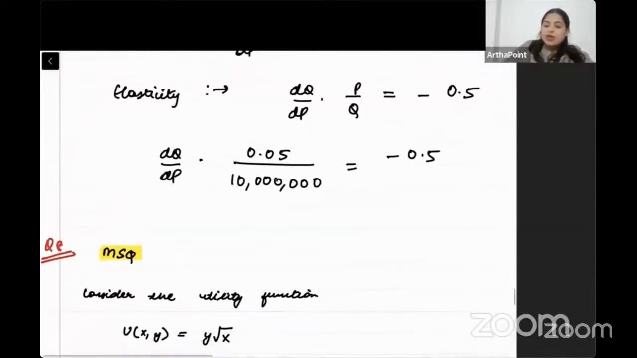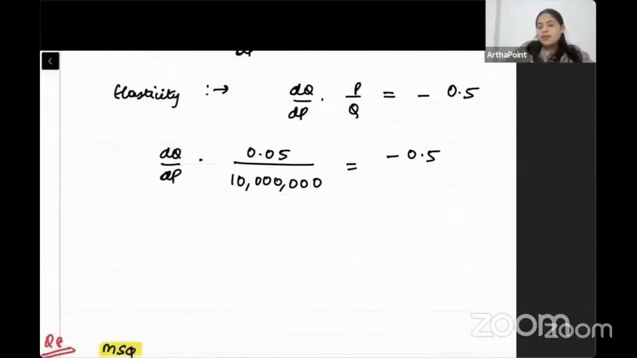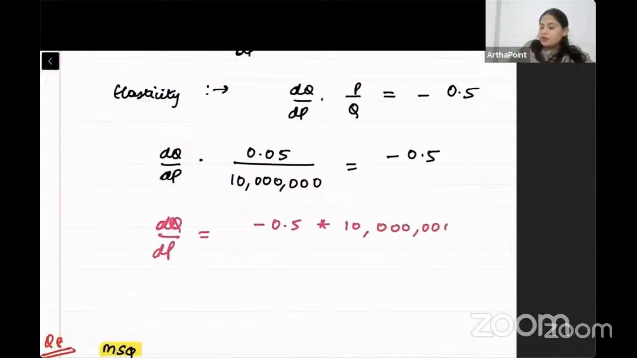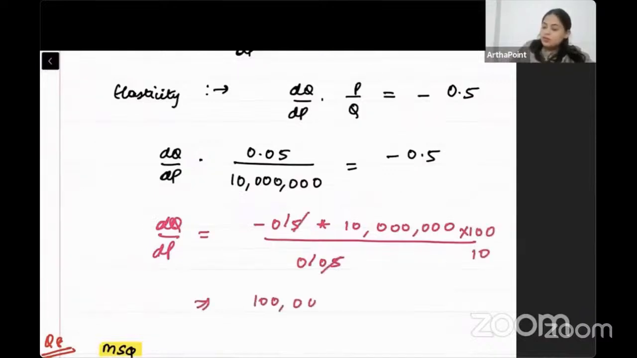So beta, can you tell me what this dq by dp will be? dq by dp क्या हो जाएगा? dq by dp will be minus 0.5 into 10 million upon 0.05. Just cancel this out into 100 by 10. So beta, you will get here this value with a negative sign. So ये जो dq by dp है ना, ये dq by dp की जगह पे ये वैल्यू आएगी.